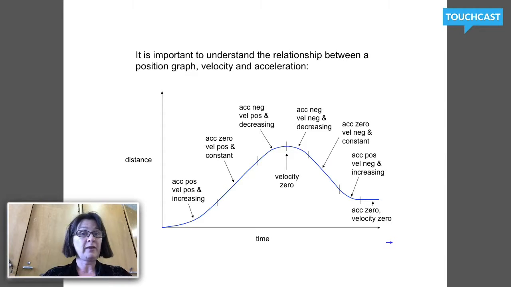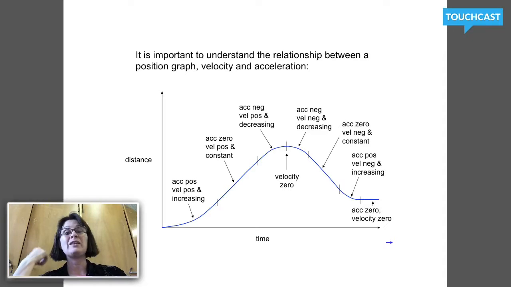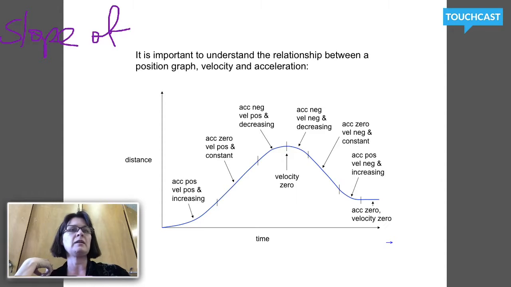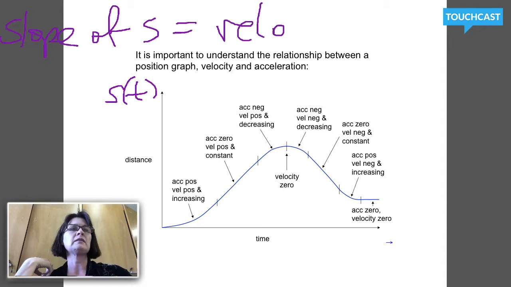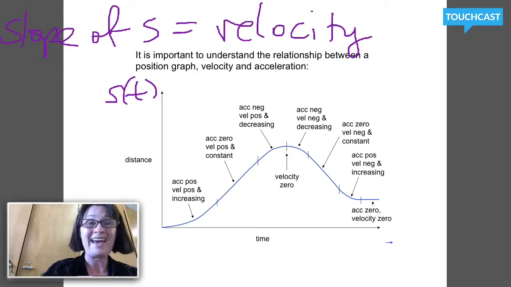We'll spend a lot more time on this in chapter 4, but just to lay the groundwork, let's understand the relationship between the graph of the distance function and what we can figure out about velocity and acceleration. I'm going to start by focusing on the velocity. This is the graph of distance versus time. We know the derivative of the distance function is velocity, and we know derivative means slope. So I'm going to write: slope of s, the s of t function, equals velocity. The slope of s would be s prime of t, but we know s prime of t is velocity.